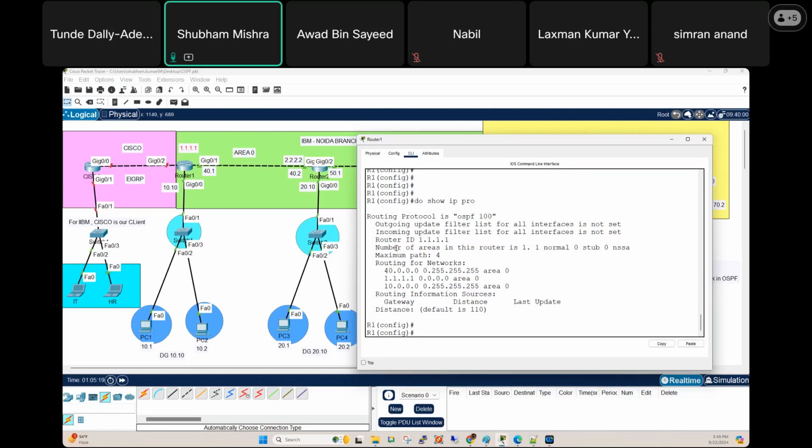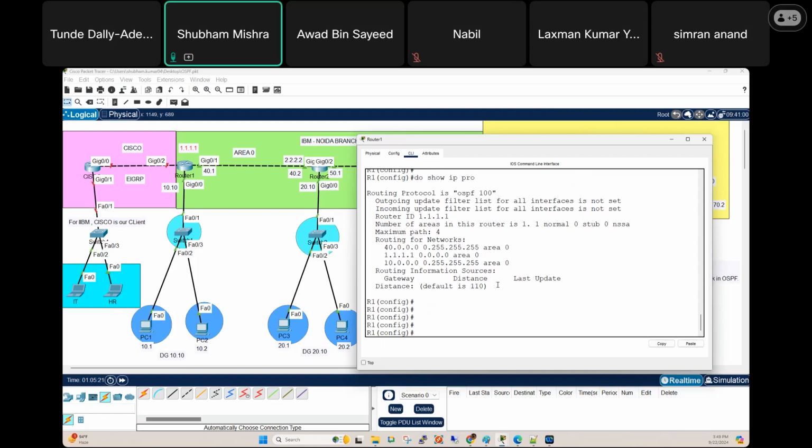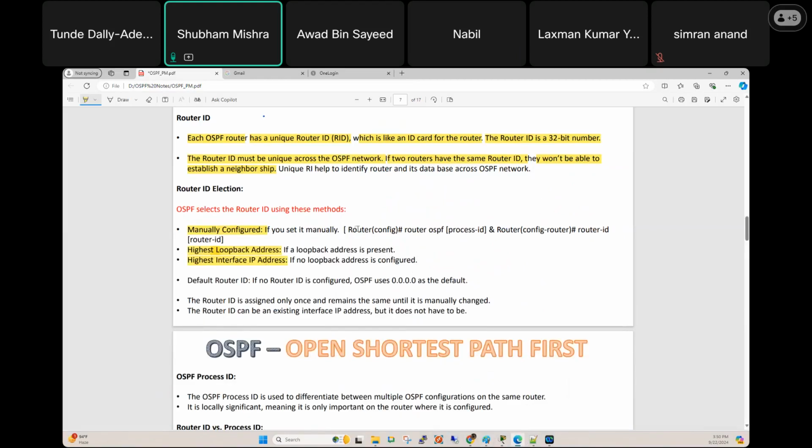So that is all about it. And one more thing, let's suppose if anyone asks you how you can configure the router ID, what is the command? Anyone? What is the command to configure the router ID manually? See, OSPF process, router ID. Router OSPF process ID, and then router-id. That is the command. Getting my point, everyone?